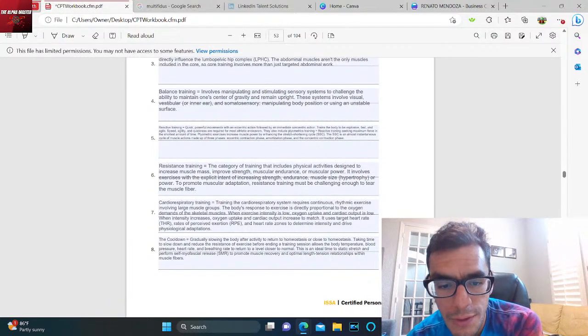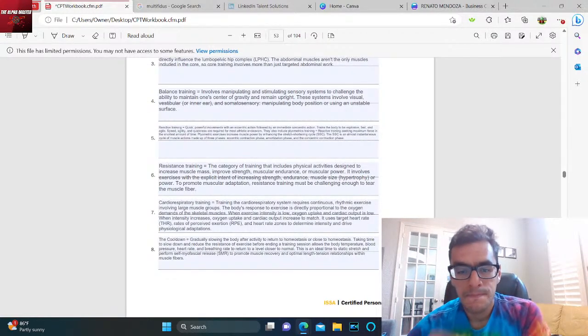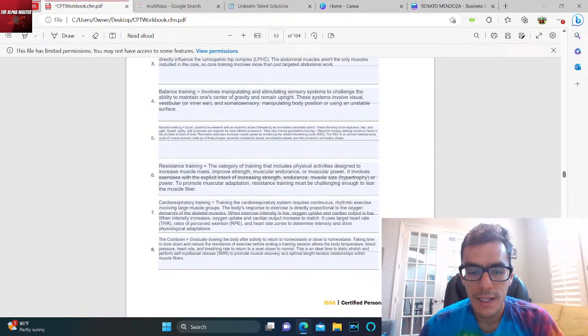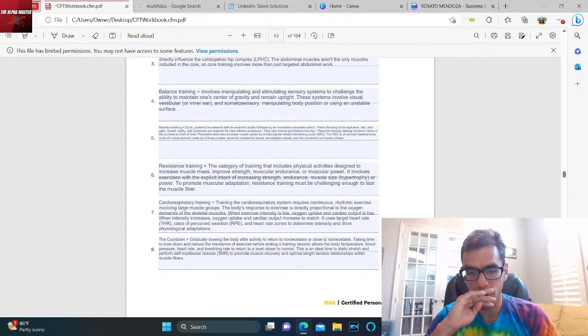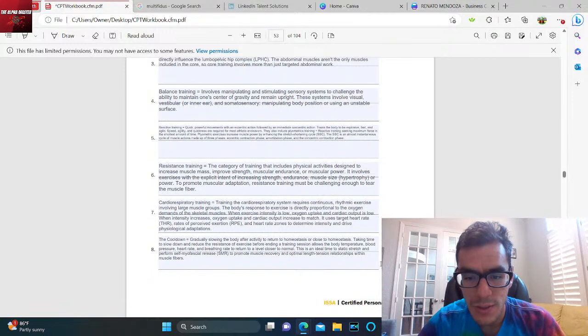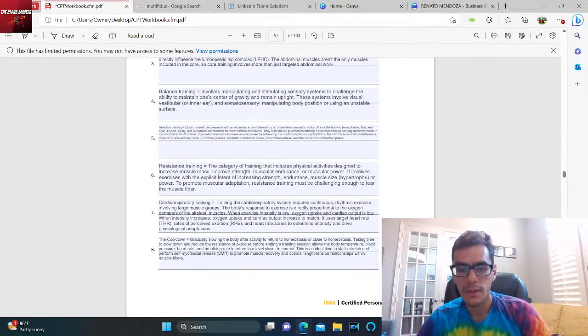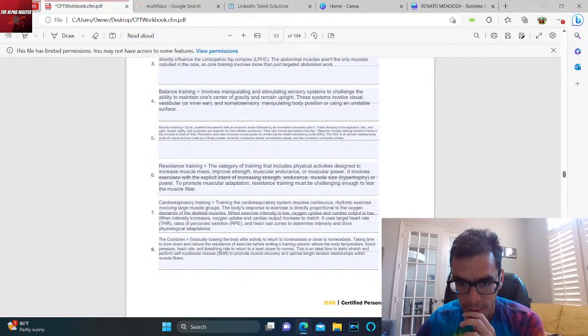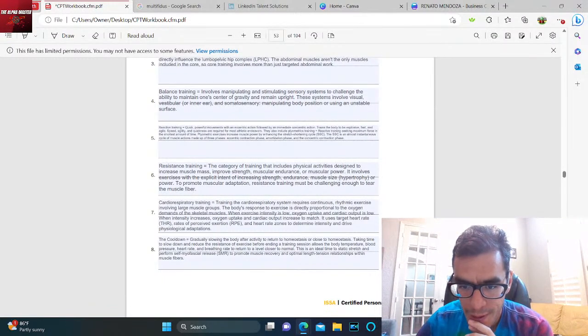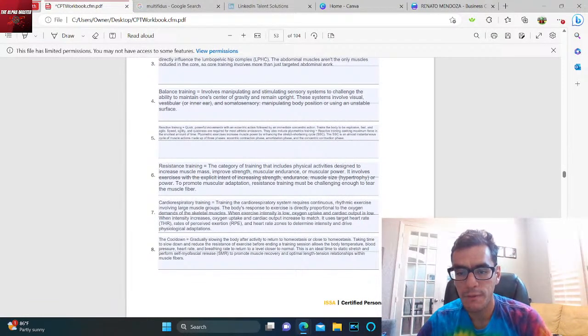This is an ideal time to static stretch and perform self-myofascial release techniques to promote muscle recovery and optimal length-tension relationships within muscle fibers.